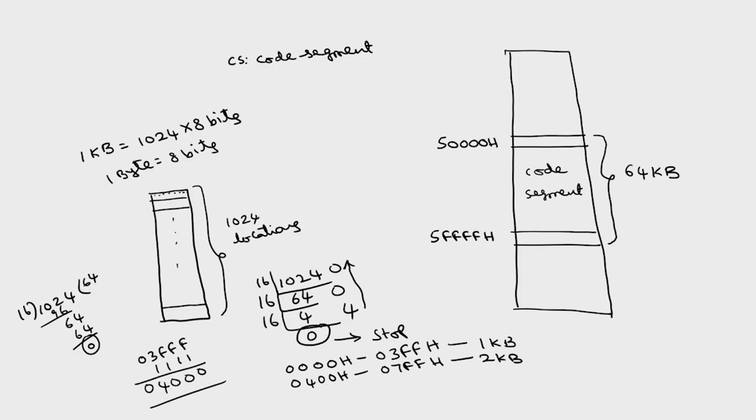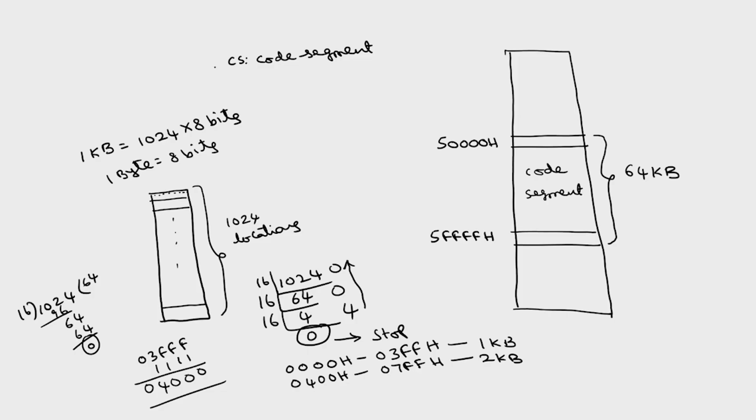Like that, if I take 64 kilobytes, you have to add FFFFH, which is equivalent to 64 kilobytes. If the starting address is this, to get the ending address of 64 kilobytes, you have to add FFFFH. So this physical address is 20 bit.